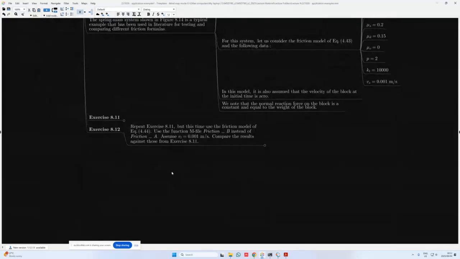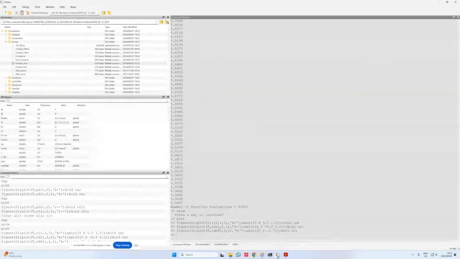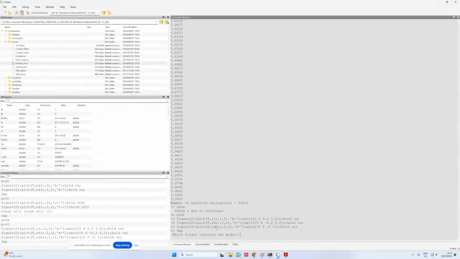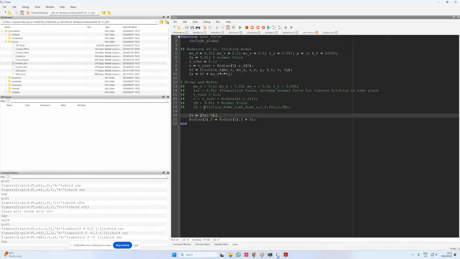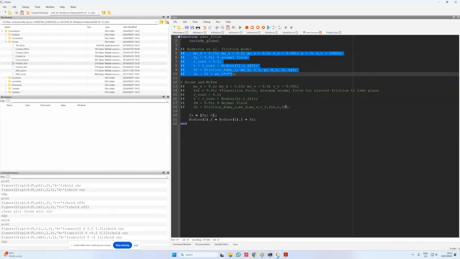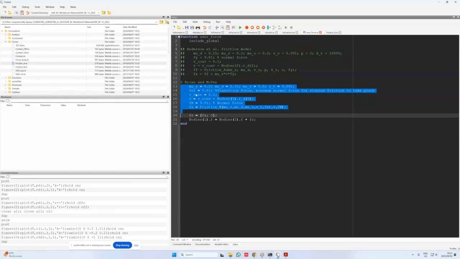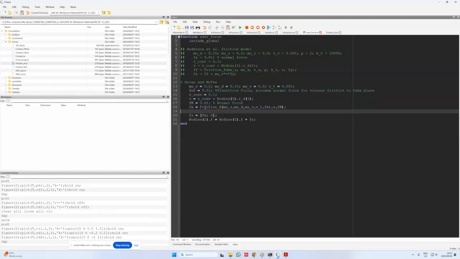Then I can also repeat exercise 8.11, but this time I'm going to use friction model B instead of friction model A. And now I can assume a transition velocity of 0.001 meters per second, and I can compare the results against those from exercise 8.11. Okay, so to do this, I'm now not going to clear my workspace or anything. I'm just going to type DAP again. Actually, before I do that, I first have to change that I'm actually working with friction model B in this case. So for that, I'm just going to comment out these first lines over here, and I'm going to uncomment the inputs that I give to friction model B.